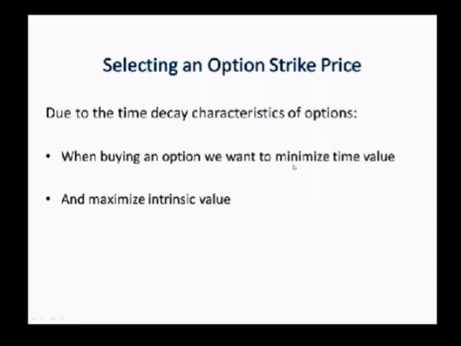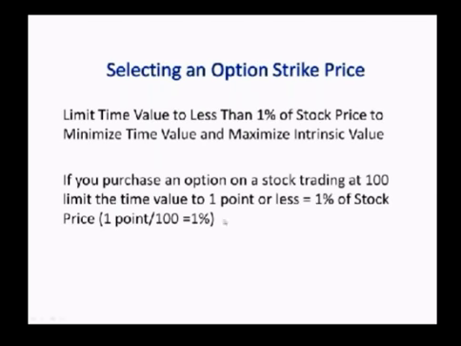Due to these time decay characteristics of options, when you buy an option, you want to minimize that time value because that's going to decay to zero, and you want to maximize the intrinsic value. So what we do is we'll limit the time value portion of that option to less than 1% of the strike price. If you do that, then you'll minimize the time value, which decays to zero, and you'll maximize the intrinsic value.